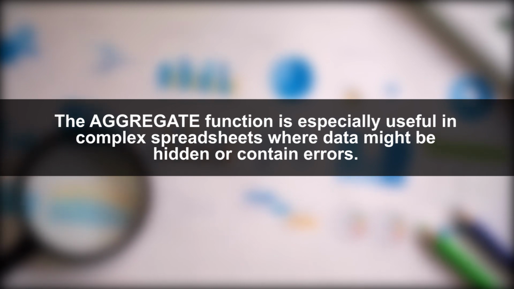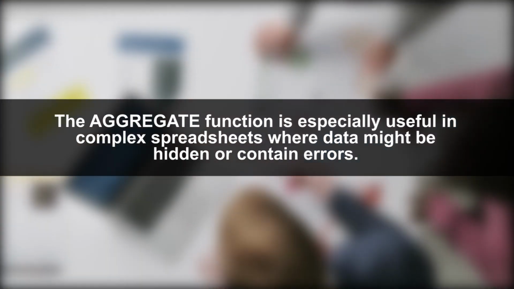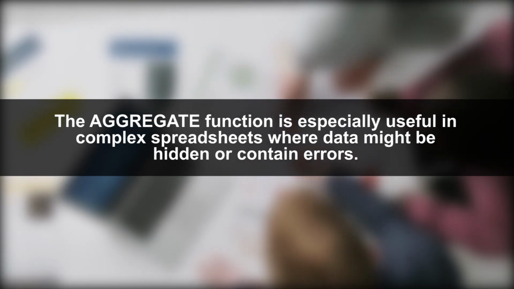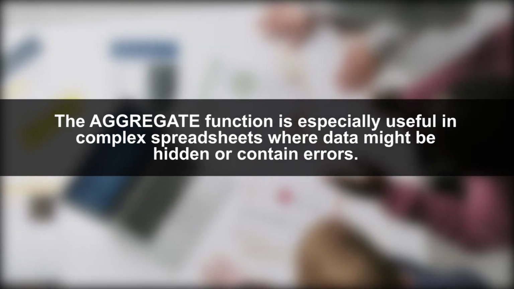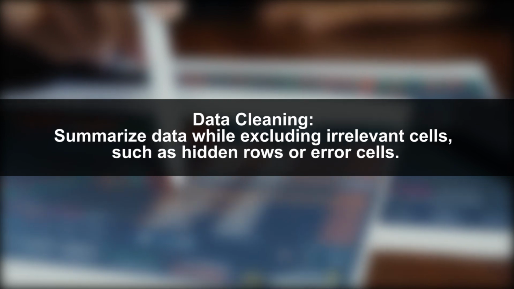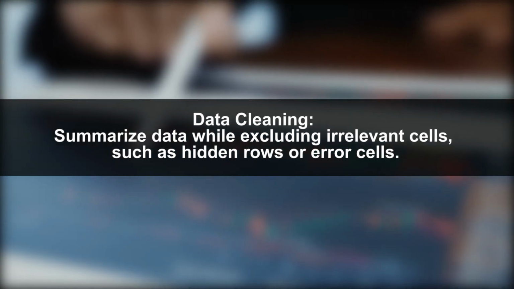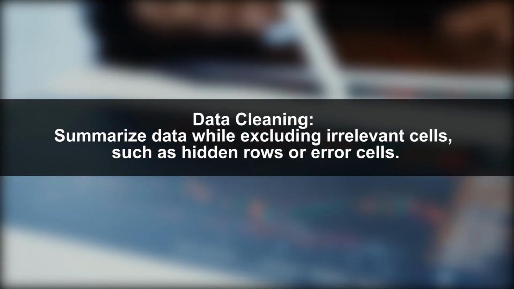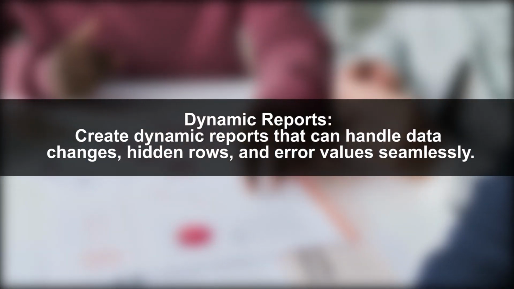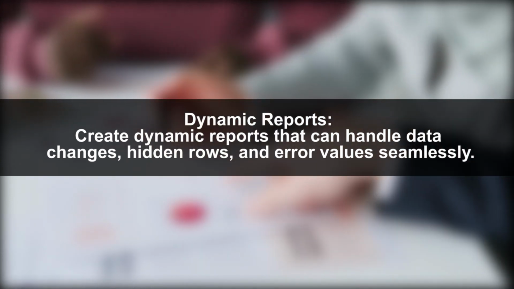Let's talk about the AGGREGATE function. The AGGREGATE function is especially useful in complex spreadsheets where data might be hidden or contain errors. Using AGGREGATE in data analysis comes with some special practical applications, okay? We can use the AGGREGATE function for data cleaning, meaning that it summarizes data while excluding irrelevant cells such as hidden rows or errors in the cells. Okay, let's talk about dynamic reports. With the AGGREGATE function, you can create dynamic reports that can handle data changes, hidden rows, and errors.